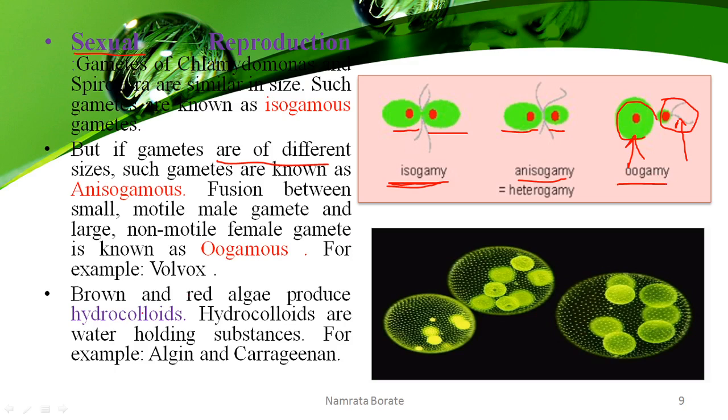Example, it's Volvox. The brown and red algae produce hydrocolloids. These hydrocolloids are water-holding substances, for example algin and carrageenan.